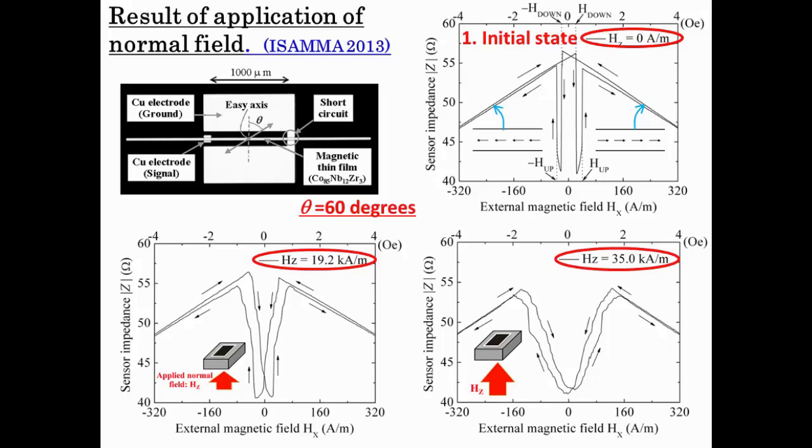And when applying a normal field, increased to 9.2 kiloampere per meter and 30.0 kiloampere per meter, the lower impedance range widens as the normal field increases. So it is expected that the range of the multi-domain state widens as the normal field increases. So I assume that this method is applicable to reconstruct the multi-domain state, the hidden stable state.